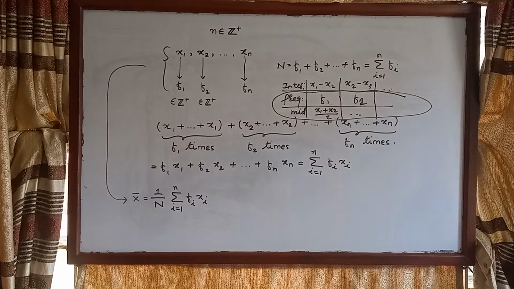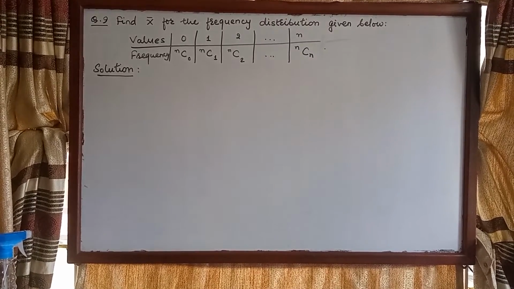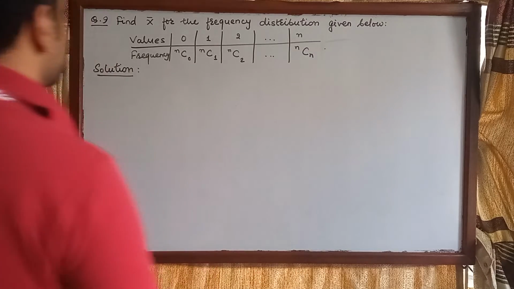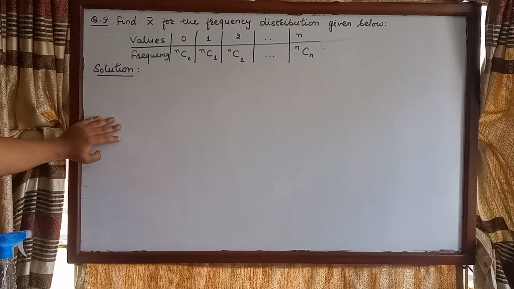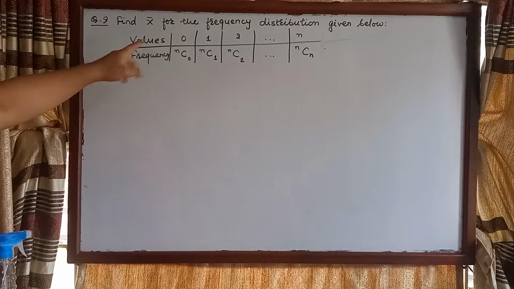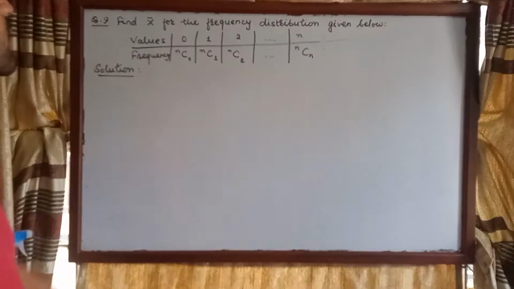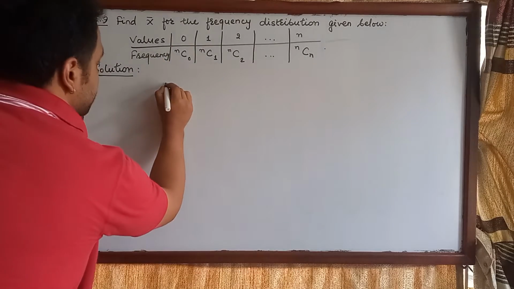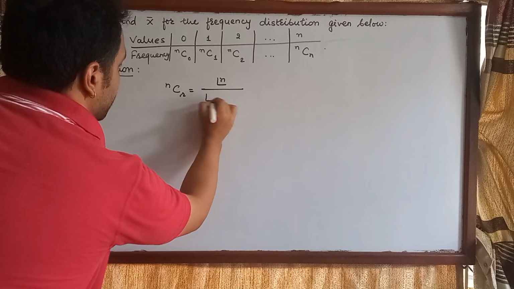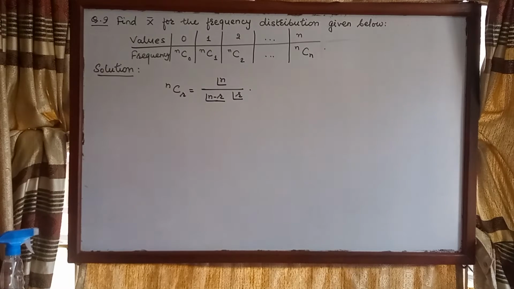Let's simply solve a question right now. Let's look at this question. We're given a frequency distribution, and n is any positive integer. I forgot to write that. n is any positive integer, and these are binomial coefficients. nCr basically means n factorial divided by n minus r factorial times r factorial. That's all.